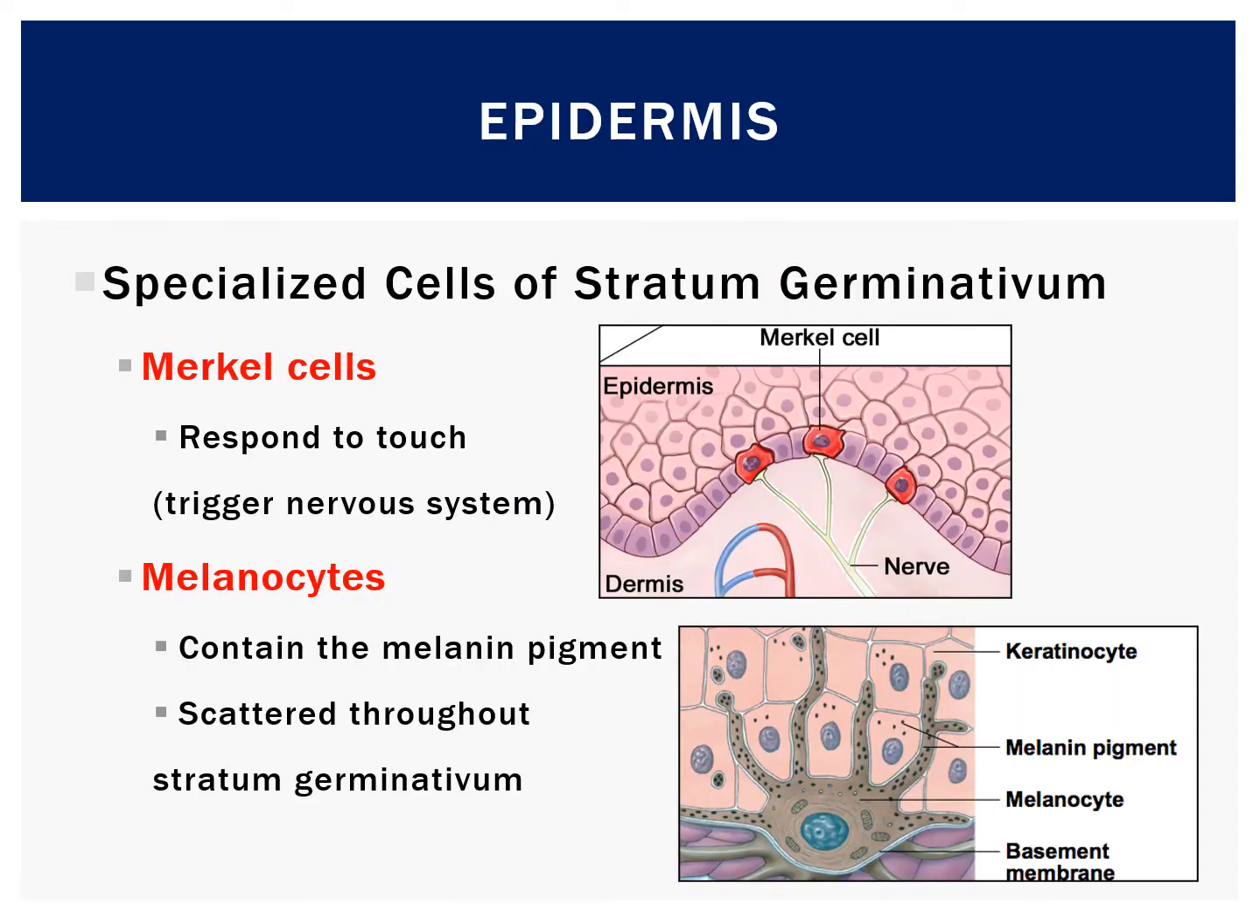We are still on the topic of stratum germinativum. There are 2 specialized cells in this stratum that you need to know. First, Merkel cells, and second, melanocytes. Merkel cells respond to touch stimuli. Melanocytes contain the melanin pigment, which gives color to human skin, as well as hair and eye color.